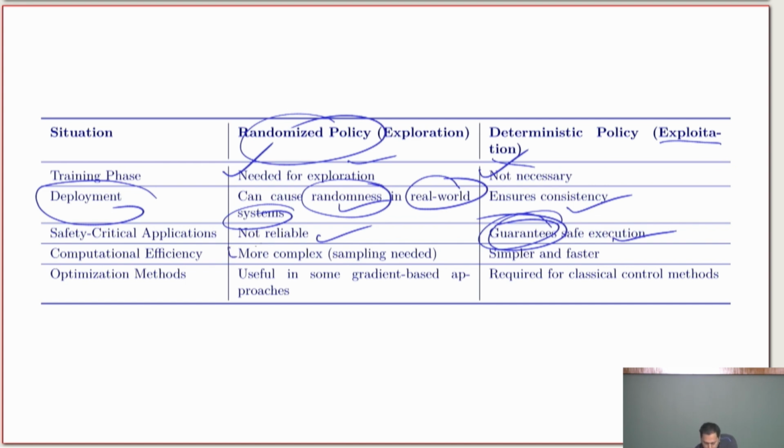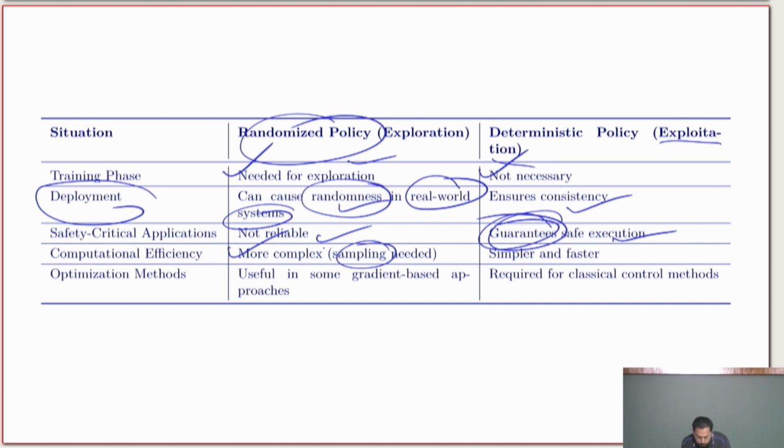So computational efficiency, it's more complex because in a randomized policy you do these sampling steps. Sampling could be uniform, sampling could be priority given in a certain way to a certain set of states or actions, and so it depends. So here you also have to think about sampling.